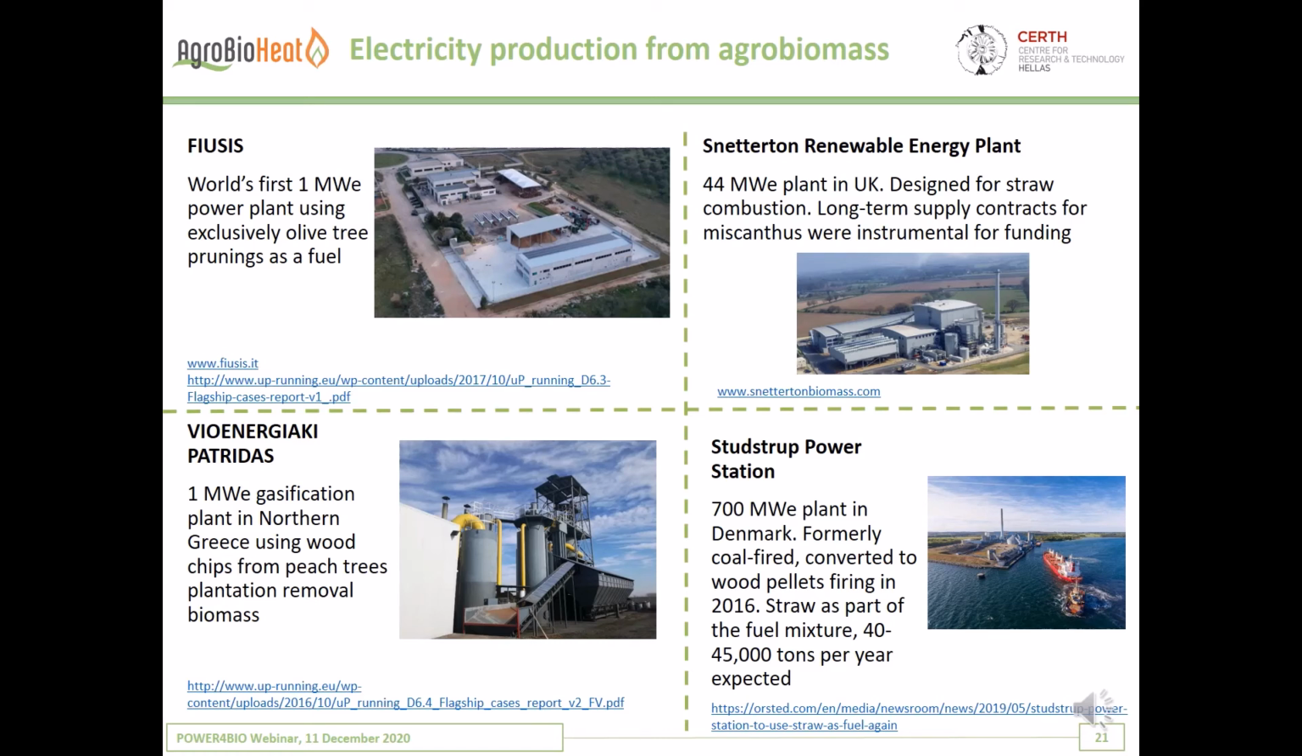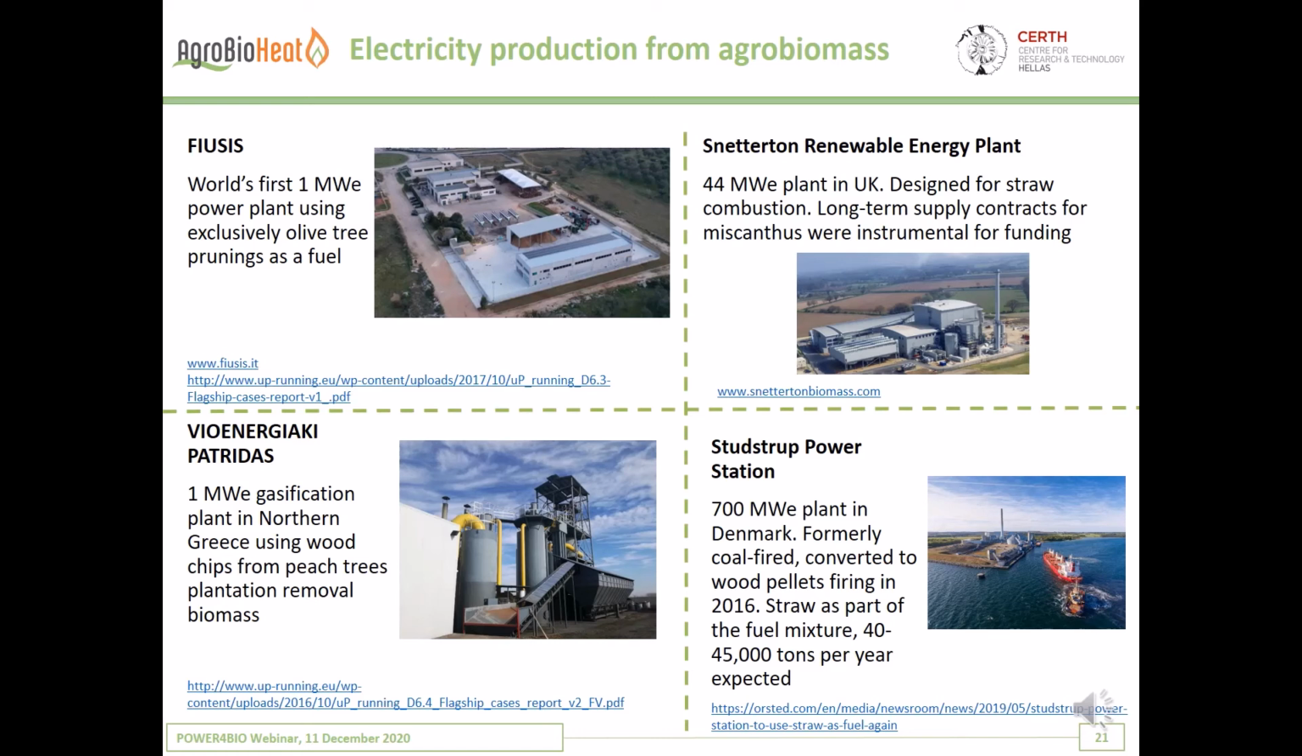On the top left corner you can see Fusès. This is based in Puglia in Italy, in the village of Calimera. It's the world's first 1 megawatt power plant using exclusively olive tree prunings as a fuel. There are cases in Spain, for example, which use prunings as a part of the fuel mixture, but this plant was designed from the start to use this particular type of resource.